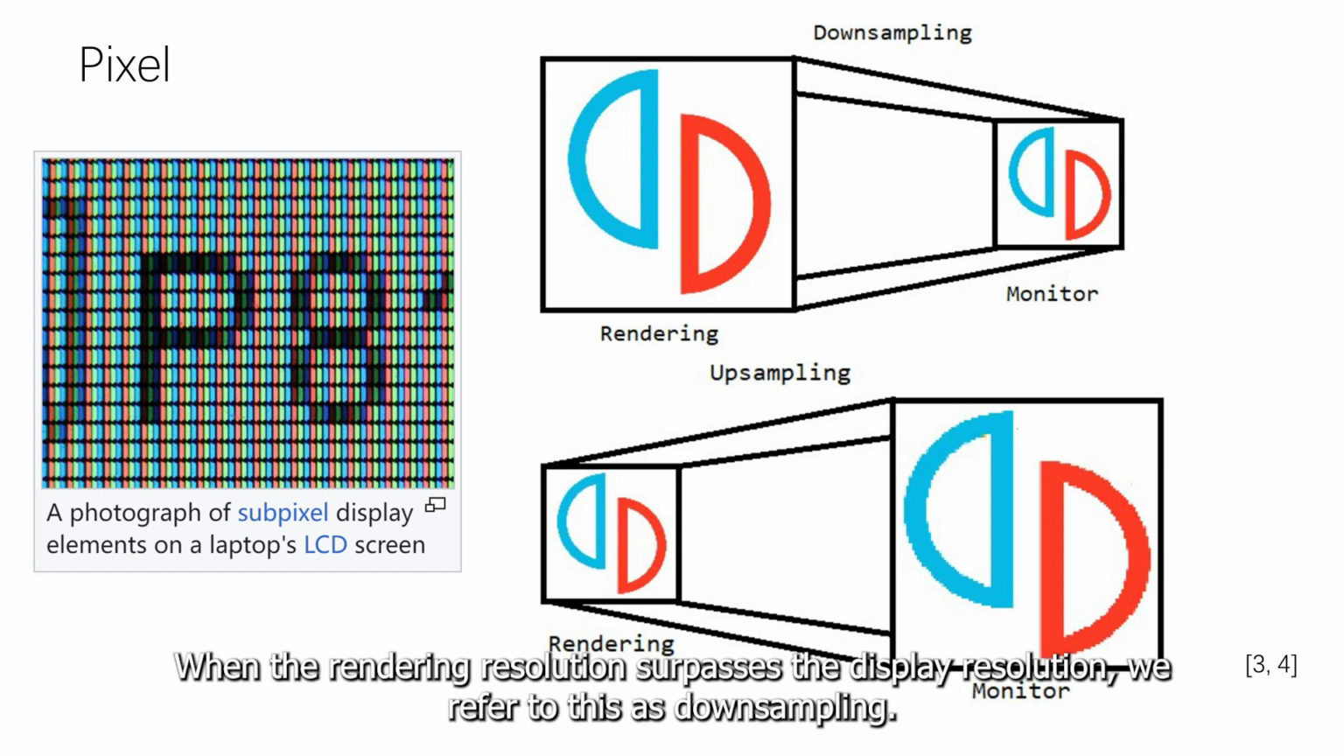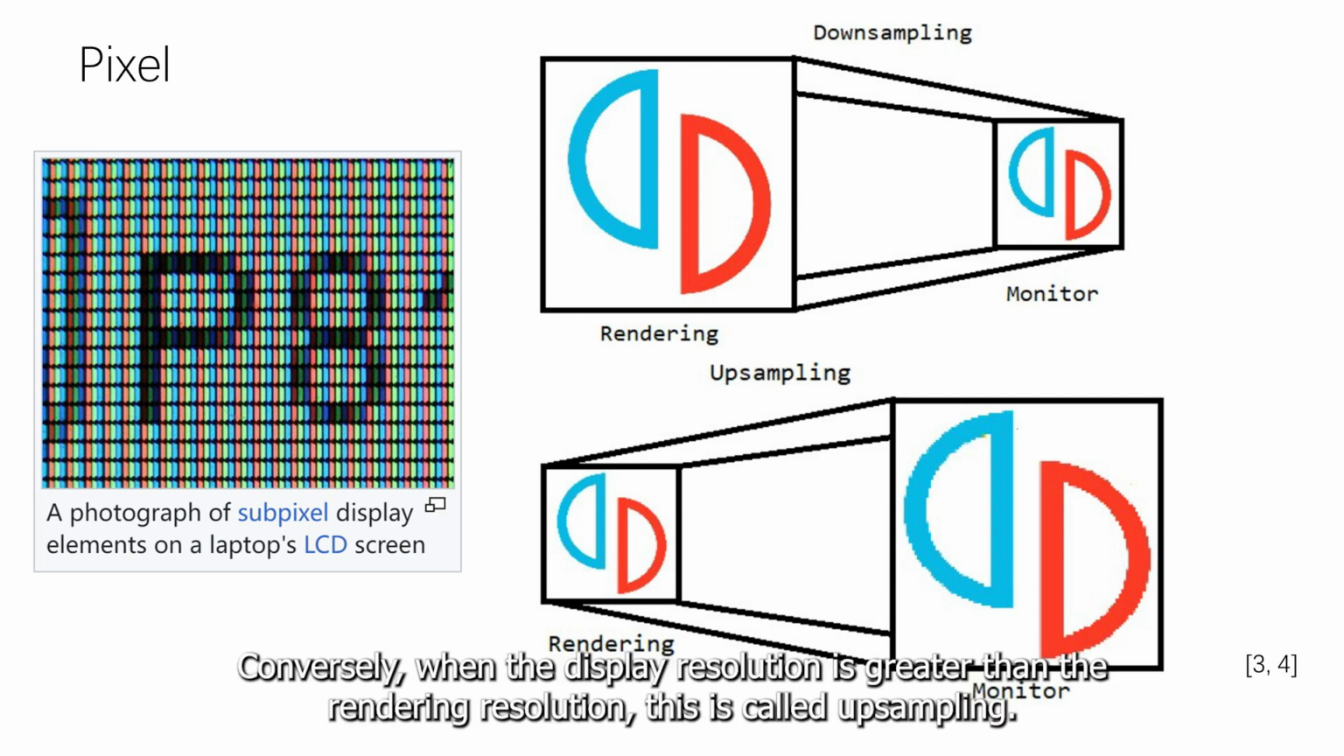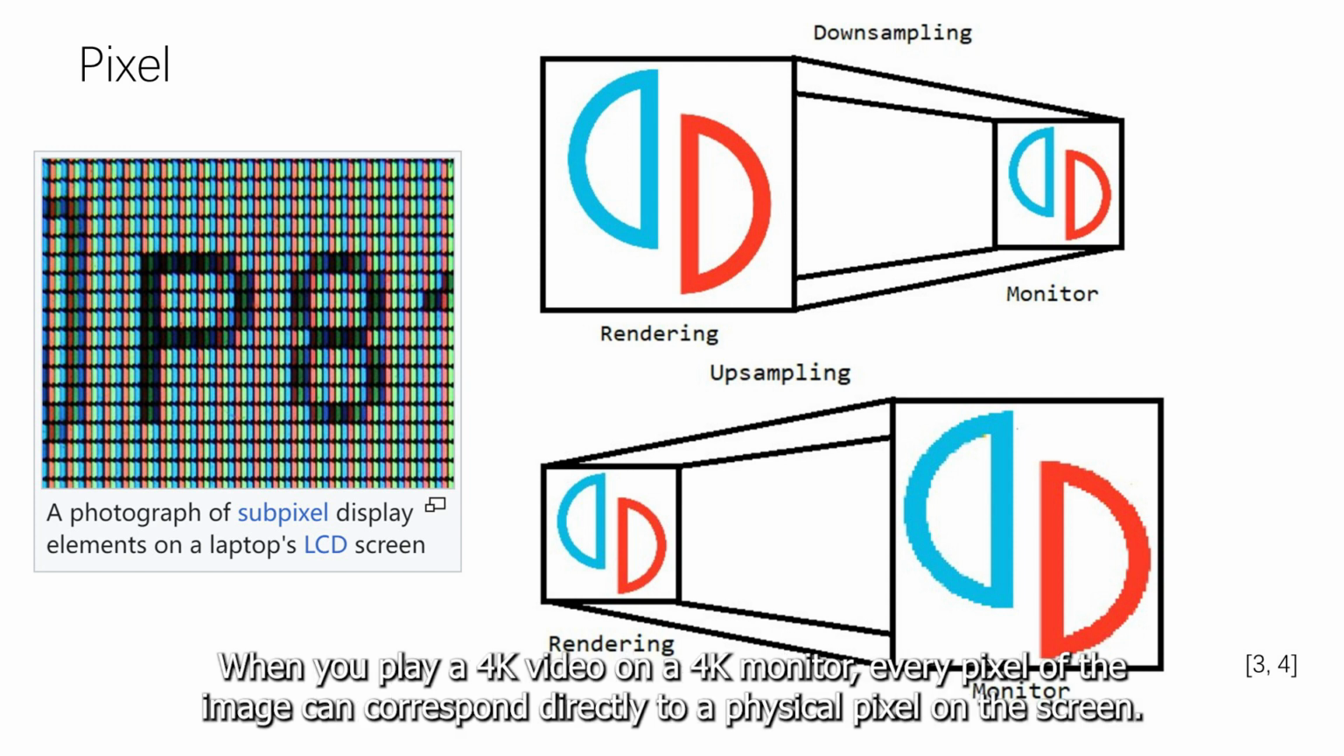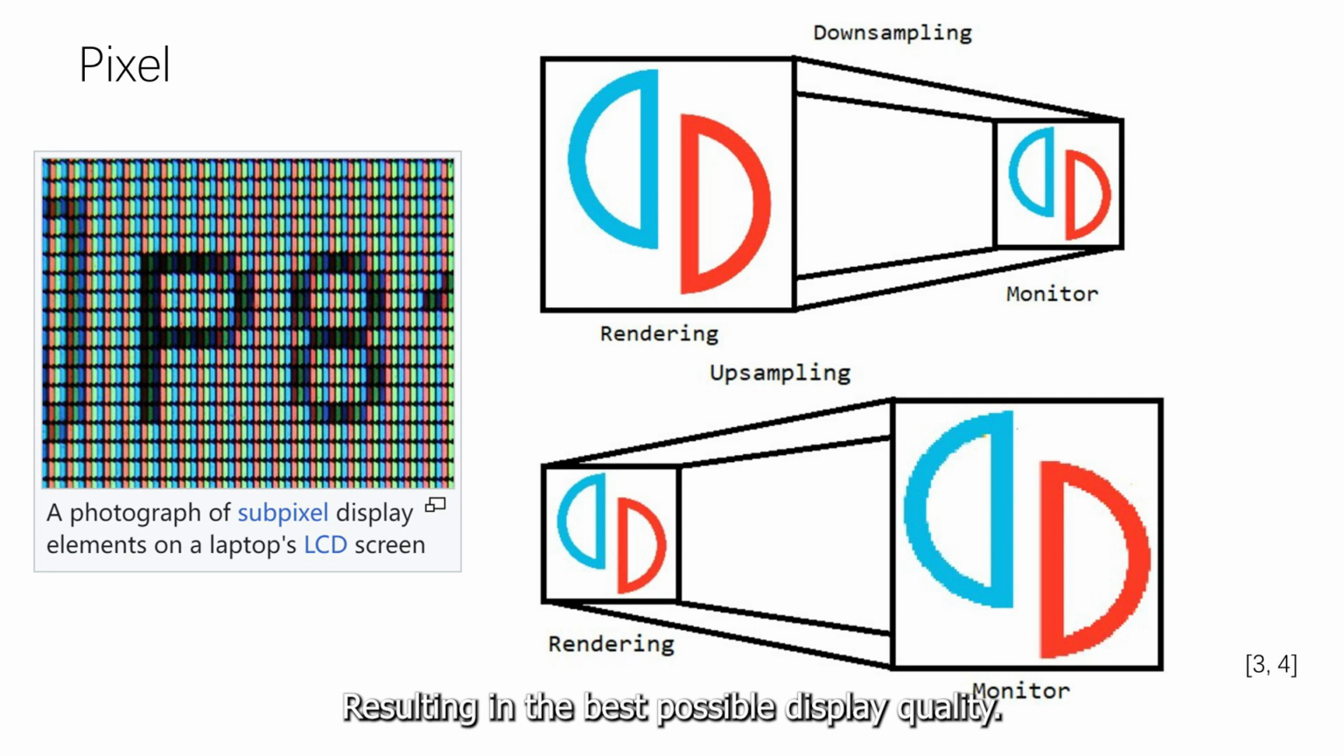When the rendering resolution surpasses the display resolution, we refer to this as downsampling. Conversely, when the display resolution is greater than the rendering resolution, this is called upsampling. When you play a 4K video on a 4K monitor, every pixel of the image can correspond directly to a physical pixel on the screen, resulting in the best possible display quality.